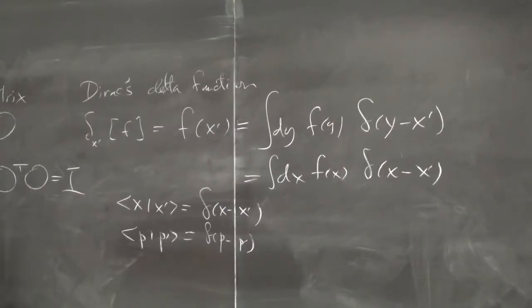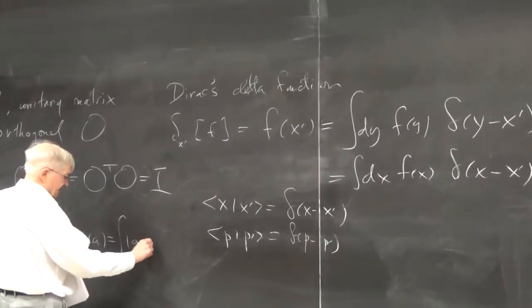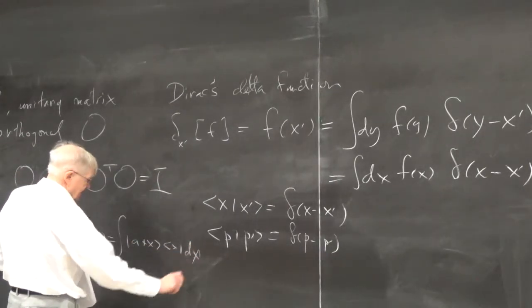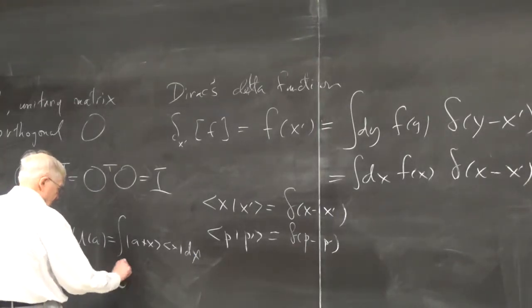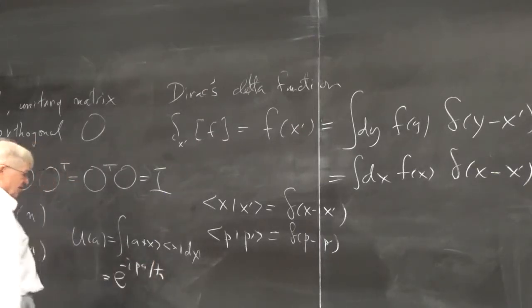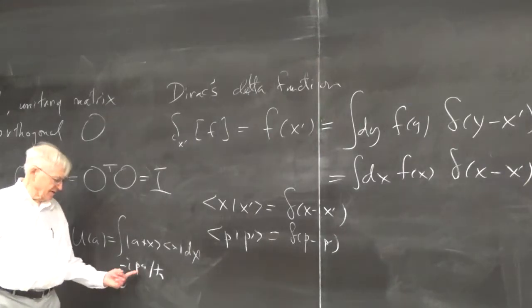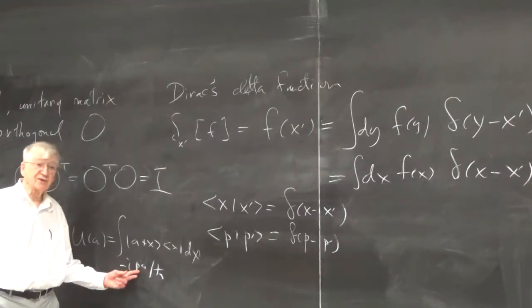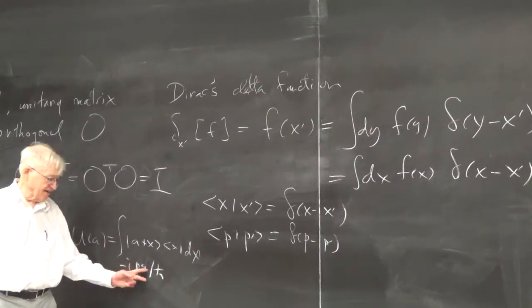Examples of operators in this Hilbert space would be a translation operator, U of a, which we could write as the integral of |x plus a><x| dx, and in fact this actually is equal to e to the minus i p a over h bar, where of course h bar is Planck's constant divided by 2 pi. So one of the key things about quantum mechanics is that momentum operators generate translations. This exponential then is unitary because this is i and these guys are all real.